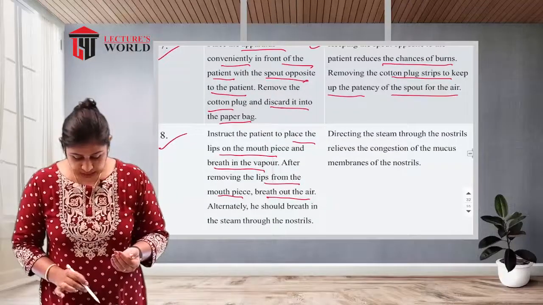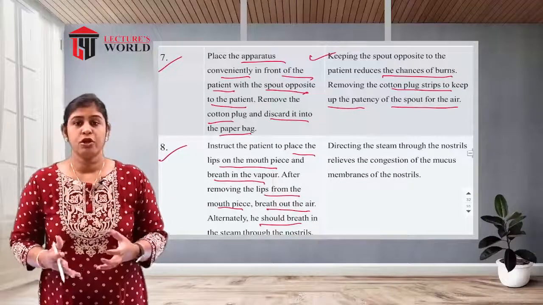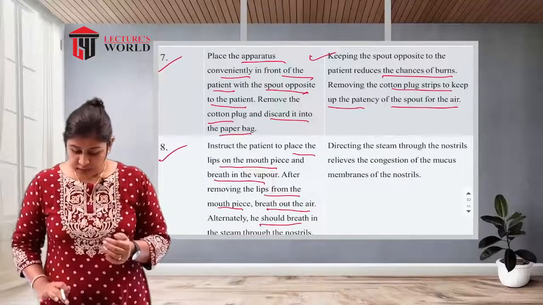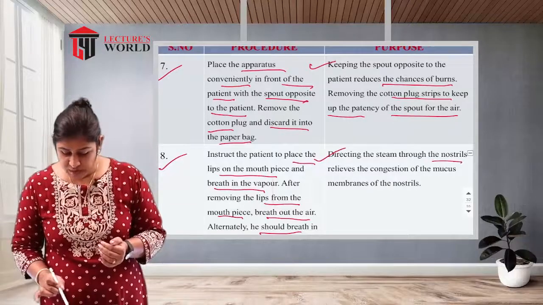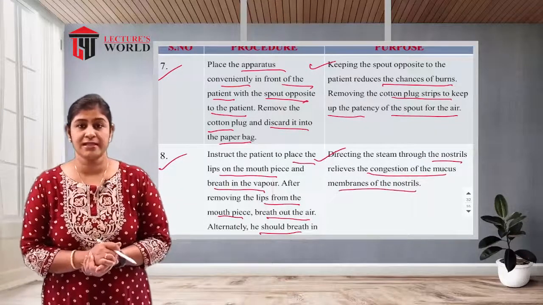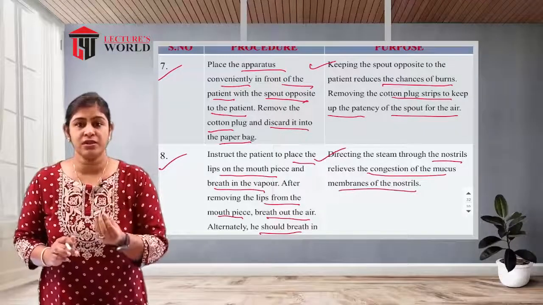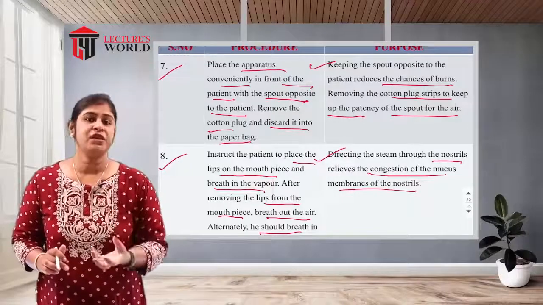Alternatively, he should breathe in the steam through the nostrils, and make sure that he breathes in through the nostrils. What is the purpose of doing that? Directing the steam through the nostrils relieves the congestion of the mucous membrane of the nostrils. So, we can say if the inhalation is taken through the nostrils, it will soften the mucous membrane of the nostrils.